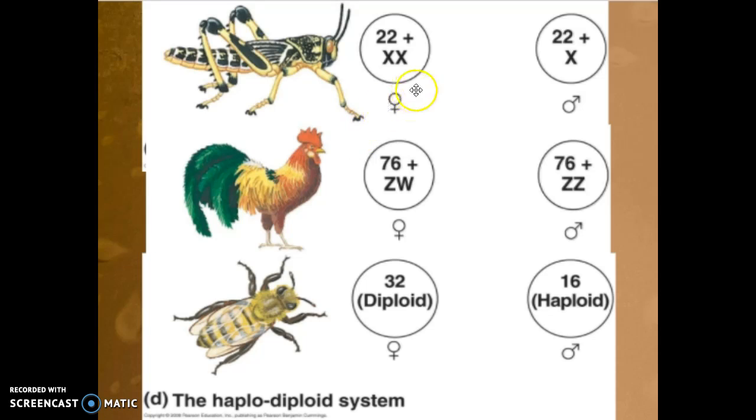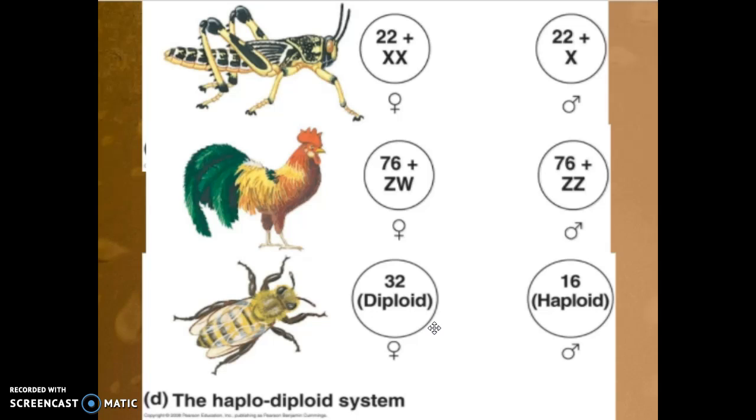So here we see these are those insects, 22 plus meaning wild type. 22 plus X is a male, XX is a female, 76 ZW, ZZ, again, female, male. And then this would be a haploid insect. Again, you can click on that link and learn more about those.